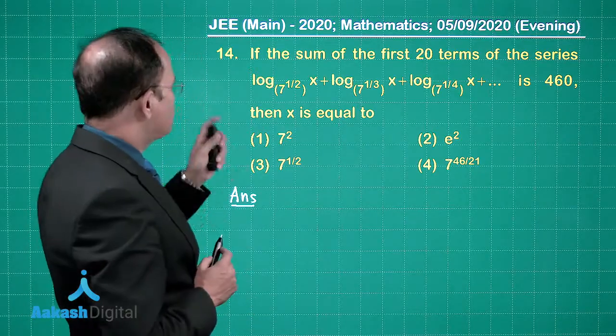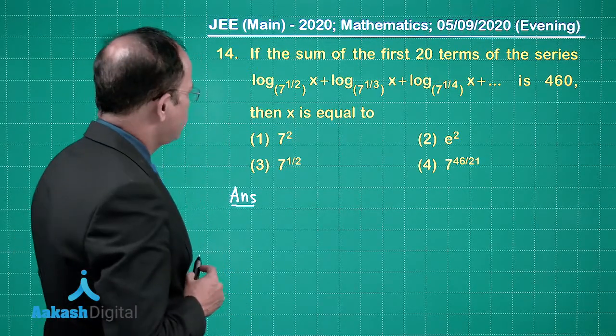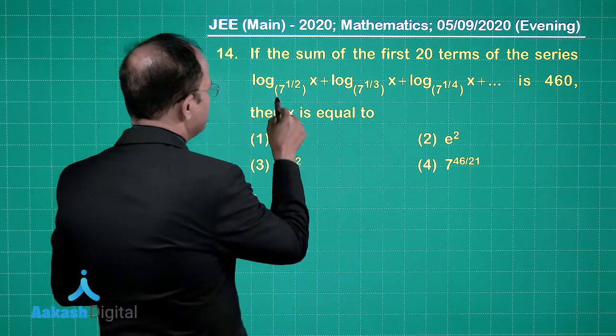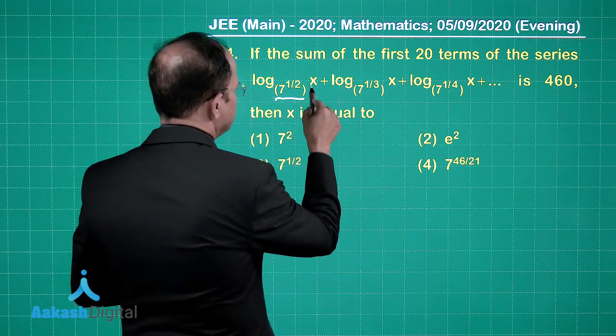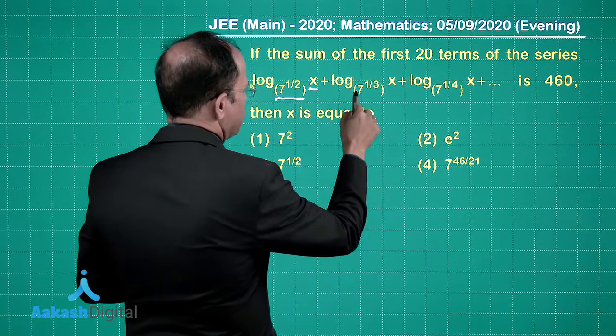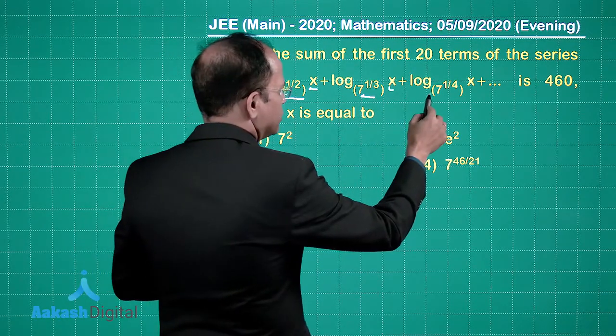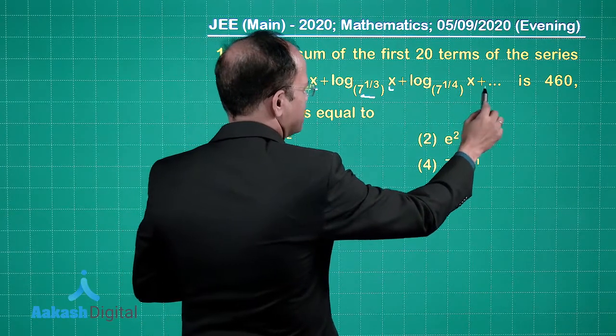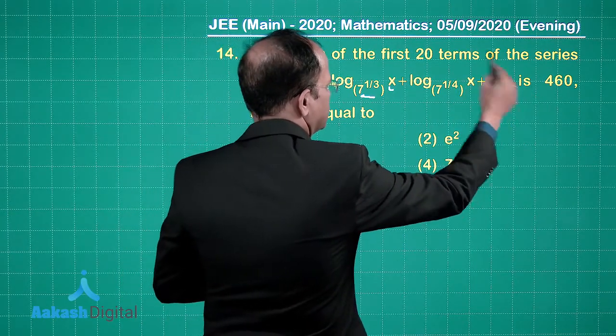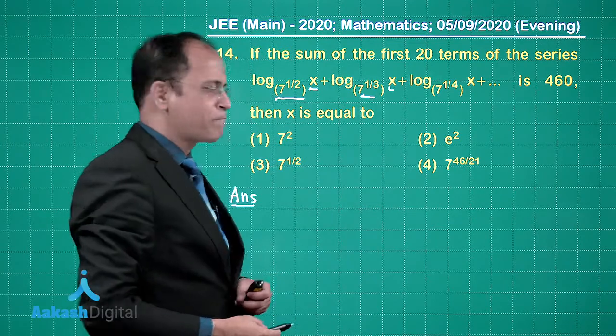Now friends, let's talk about question number 40. We have been given log base 7 raised to the power half into x plus log base 7 raised to the 1 by 3 x plus log 7 raised to the power 1 by 4 into x plus, up to 20 terms, which is 460.